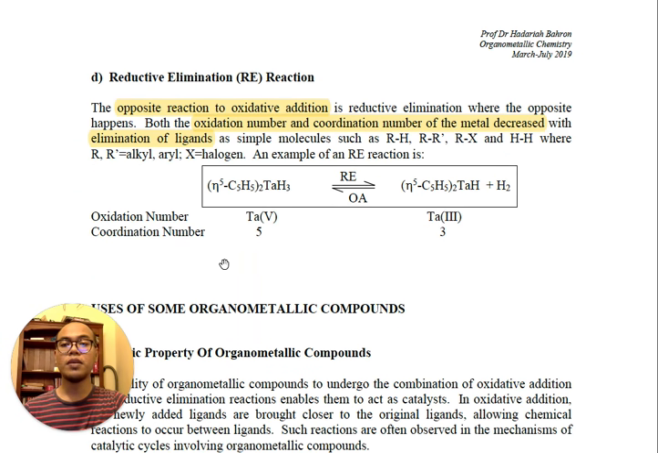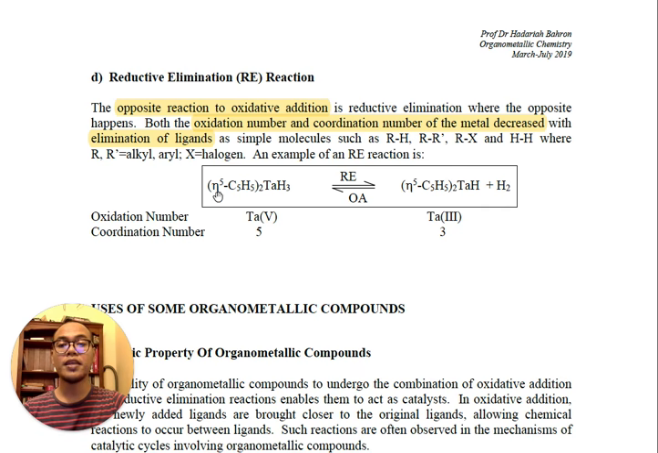Now the last one will be on the reductive elimination or RE reaction. From the name itself, definitely you can tell it is opposite to oxidative addition. In oxidative addition, you add a new ligand and then the metal will have some change in the oxidation state, from a lower state to a higher state. When it comes to reductive elimination, it's going to be the opposite. You're going to eliminate some ligands and your metal is going to have some change in the oxidation state from a higher state to a lower state. That's the basic definition of reduction and also oxidation.